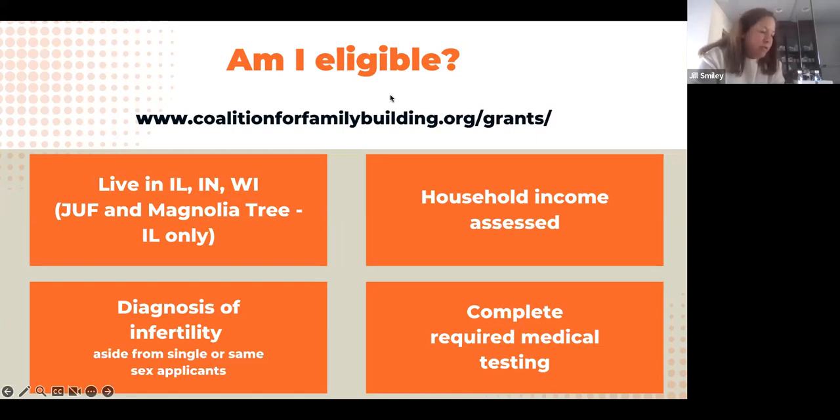You do need a diagnosis of infertility in some cases, but you can also apply if you're single, if you're a same-sex couple, if you carry a certain genetic disease that requires IVF. You can also apply for egg freezing if there's a medical indication such as cancer or severe endometriosis. And then also we do review your tax return because income is taken into consideration when we are evaluating the applicants.